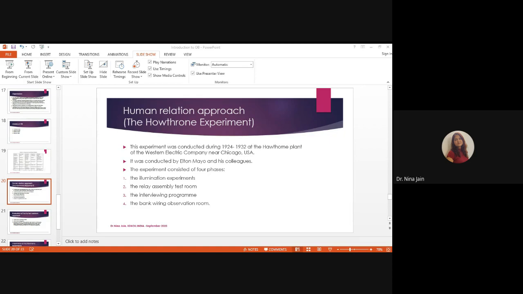The last experiment done by them is the bank wiring observation room. This experiment was conducted between, I think, 1931 and 32, and the motivation for this study was built on the findings of the second set. For this study, a group of 14 men who wired telephone banks was observed in a standard shop condition.